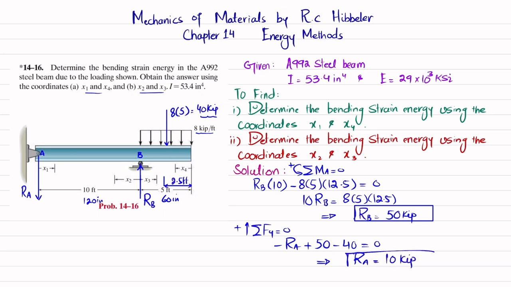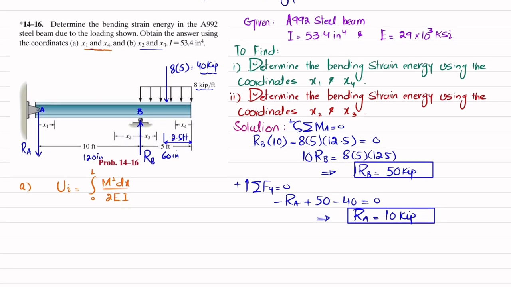Now that you have this reaction force, we will go toward our first part to find the bending strain energy for coordinates x1 and x4. What we know is that the bending strain energy is equal to the integral from 0 to L of M squared dx over 2EI. So we will find the moment for coordinate x1 and then the moment for coordinate x2.